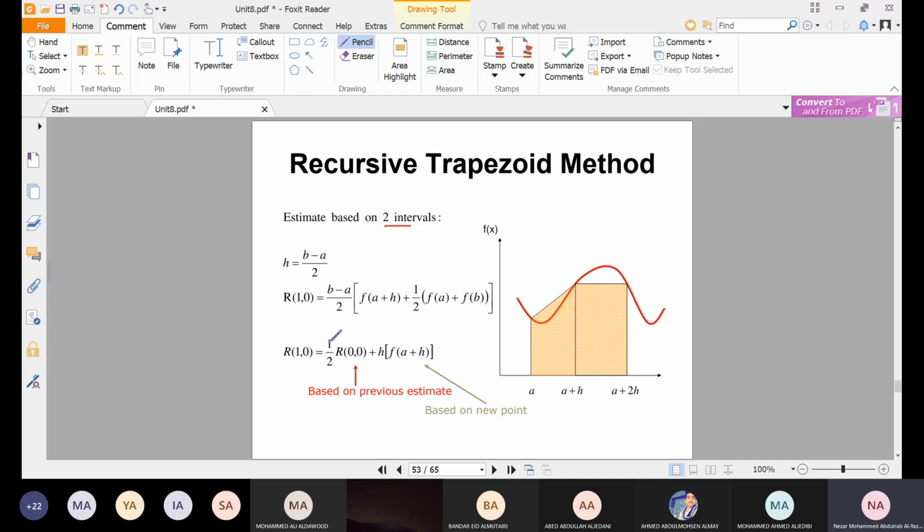You can see we have half of the previous estimation at R00. Here we update X: if this is X0, then this is X1, because it's X0 plus H, which is A plus H. Then this is X2 if we add another H. So this is the previous estimation, and this term is where we evaluate the function at the new point.